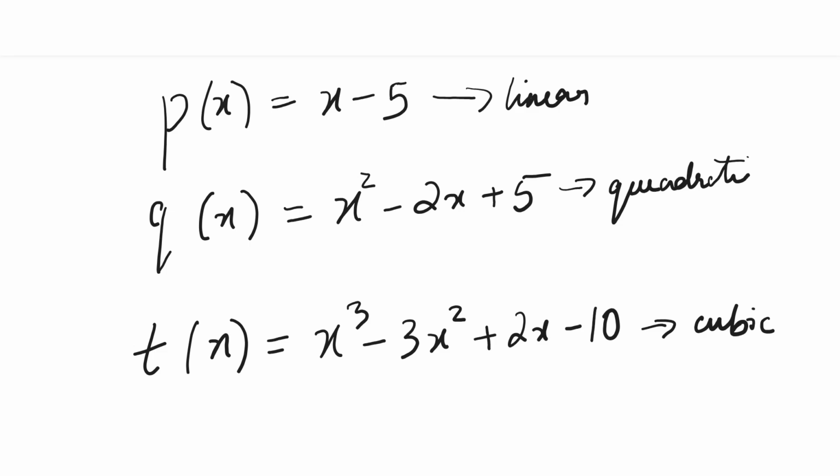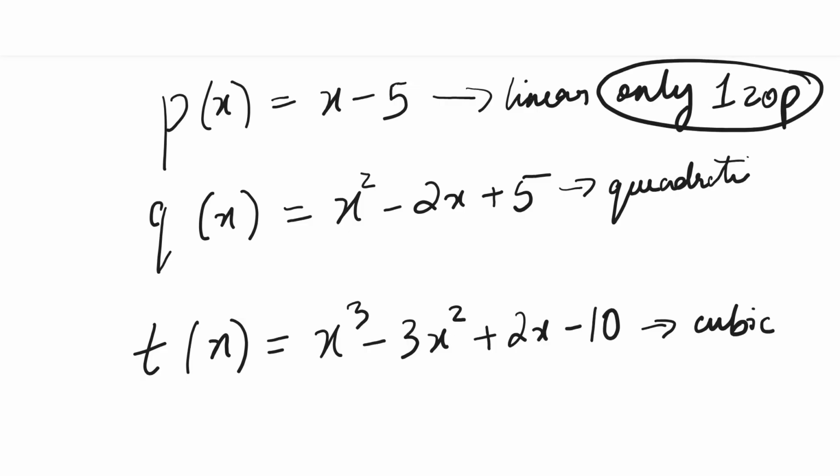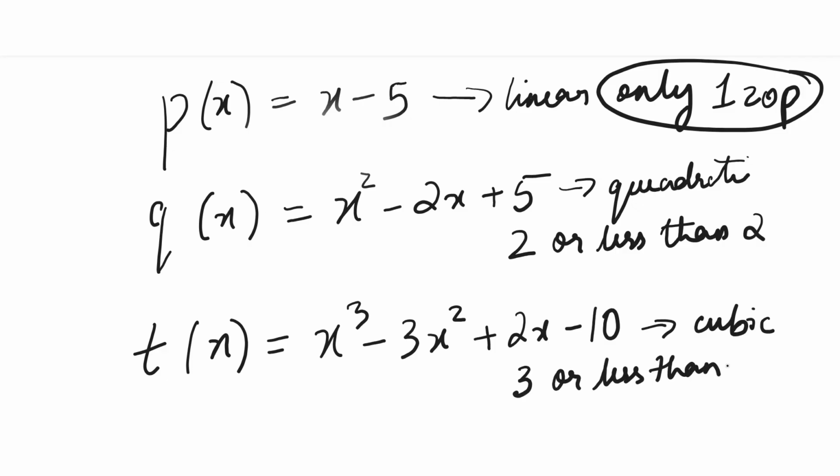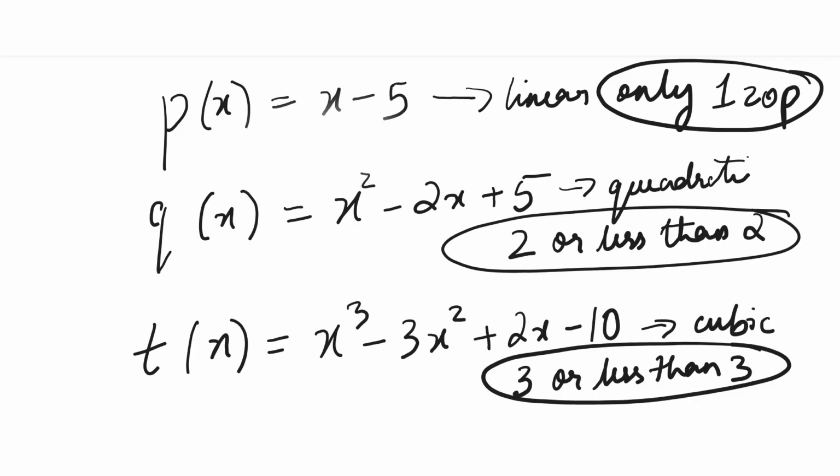Now, a linear polynomial will have only one zero of polynomial. A quadratic can have two or less than 2. Similarly, a cubic can have 3 or less than 3. So for the quadratic, the number of zeros of a polynomial is 2 or less than 2, and for the cubic, the number of zeros of a polynomial is 3 or less than 3.